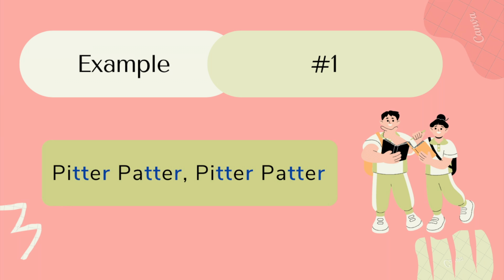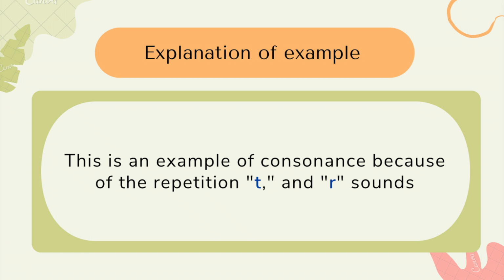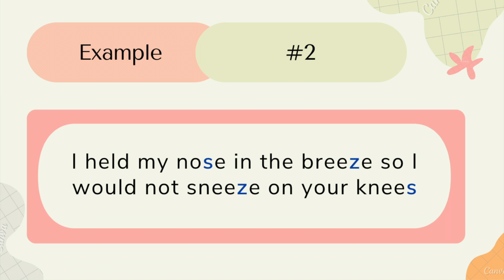Example 1. Pitter patter, pitter patter. This is an example of consonance because of the repetition of T and R sounds. Example 2. I held my nose in the breeze so I would not sneeze on your knees. This is an example of consonance because of the repetition of the Z sounds caused by Z and S.